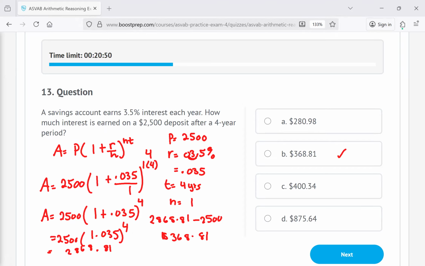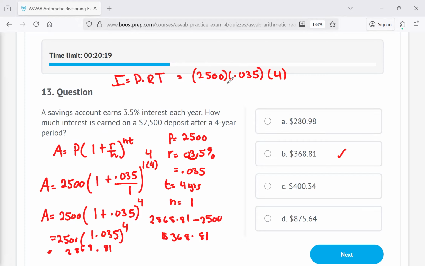So there's another formula you could try. It's called interest equals P times RT. Now, it didn't give me exactly 368, but it kind of gave me around that ballpark. So this is much easier. My principal is 2,500. My rate is 0.035. My time is 4. This is definitely more doable.